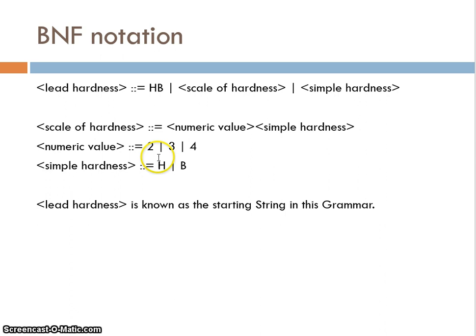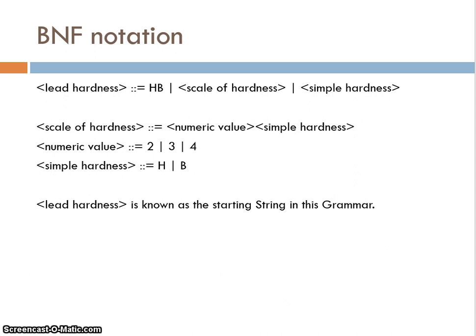So if we want to build up scale of hardness, we need one of those, 2, 3 or 4, followed by simple hardness, H or B. This is then an example of lead hardness. Or simple hardness is simply H or B. So this is known as stating the string in the grammar.